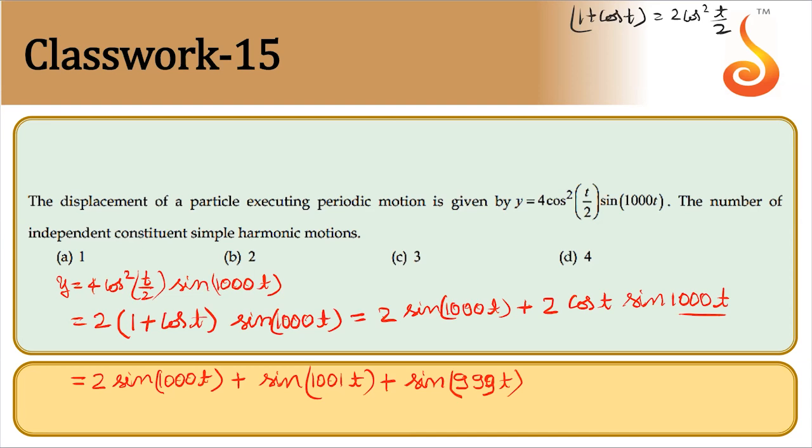So how many terms are there? 1, 2, 3. Look at them. All of them have different values of omega. That means different frequencies. So it's a superposition of 3 different independent SHMs. So it must be option C. What matters is frequency. 3 different frequencies, so 3 SHMs.